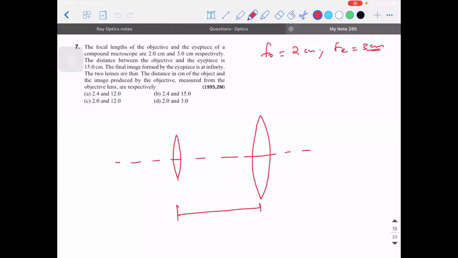The distance between the objective and the eyepiece is 15 centimeter. The final image is formed by the eyepiece at infinity. The two lenses are thin. The distance in centimeter of the object and the image produced by the objective, measured from the objective lens, are respectively. Okay, u and v is what we need to find, with respect to the objective lens. What kind of an object is being focused? That's another question we need to answer.